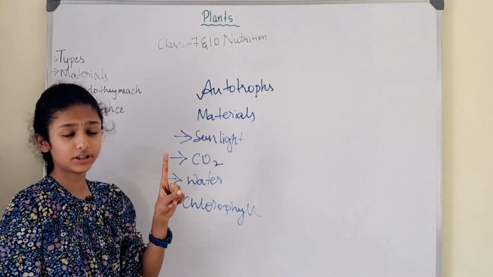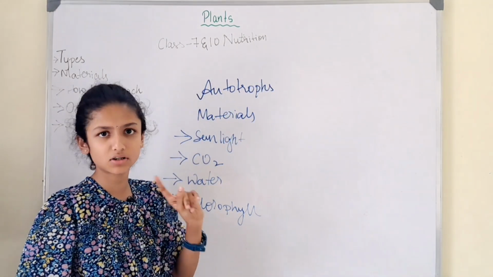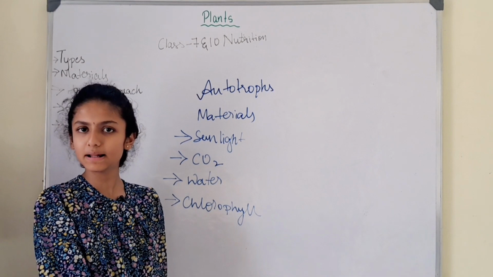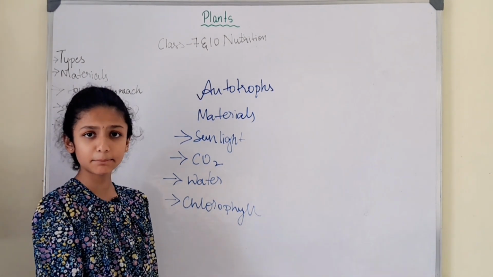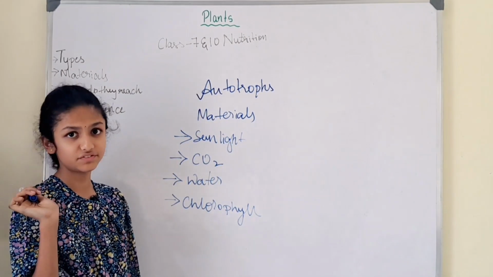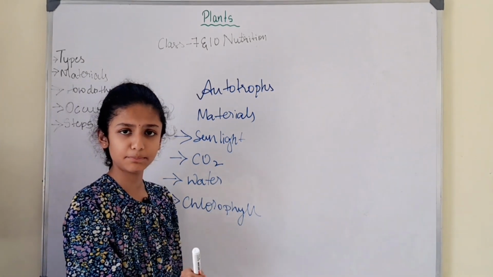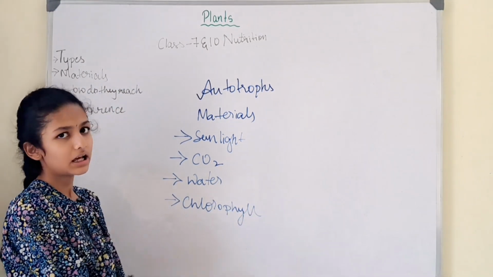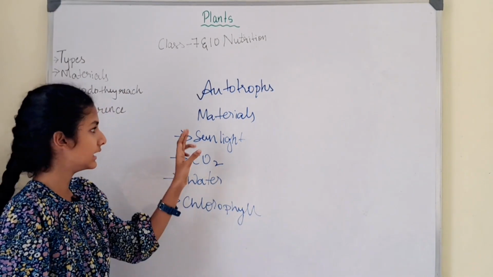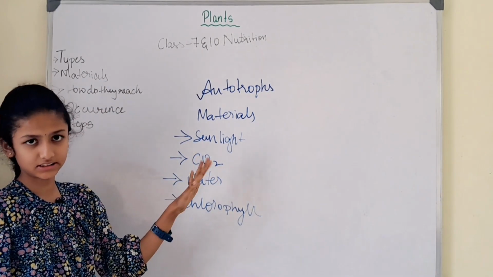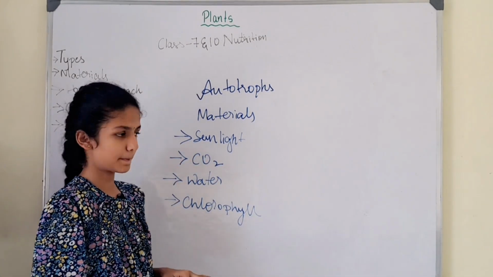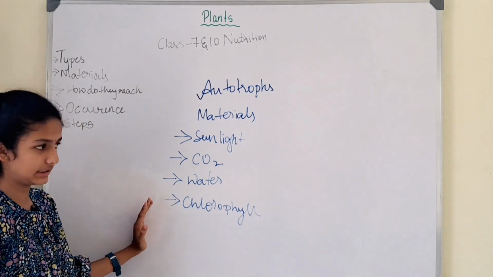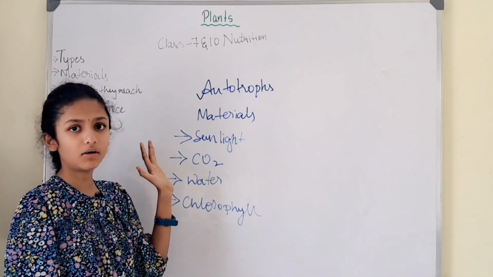Now I forgot to tell you an important thing. All plants are not autotrophs. Only green plants are autotrophs. Only green plants use the autotrophic mode of nutrition because green plants contain chlorophyll, and chlorophyll is important in photosynthesis, to prepare their own food. Now we saw the materials needed. Let us see our experiments.